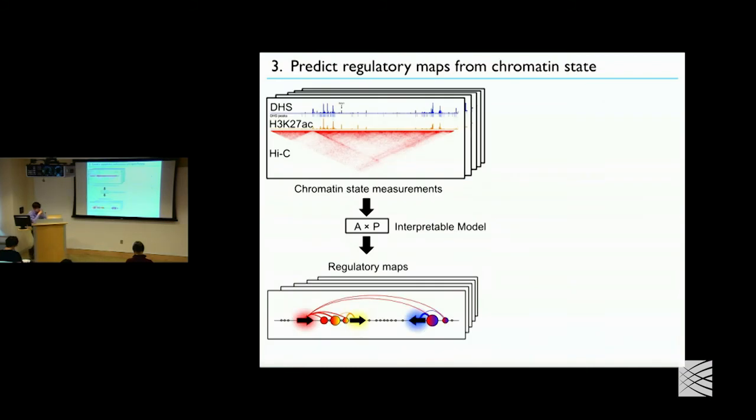Okay, so what this means essentially, as I showed you in this one locus, is that we have a model where we can take as inputs genome-wide chromatin state maps, which include DNase hypersensitivity, H3K27ac, and Hi-C. We can stick them into this actually very simple model that essentially multiplies a few numbers, and that has the potential to output what we set out to develop at the beginning, which is a regulatory map that describes the connectivity between enhancers and genes.